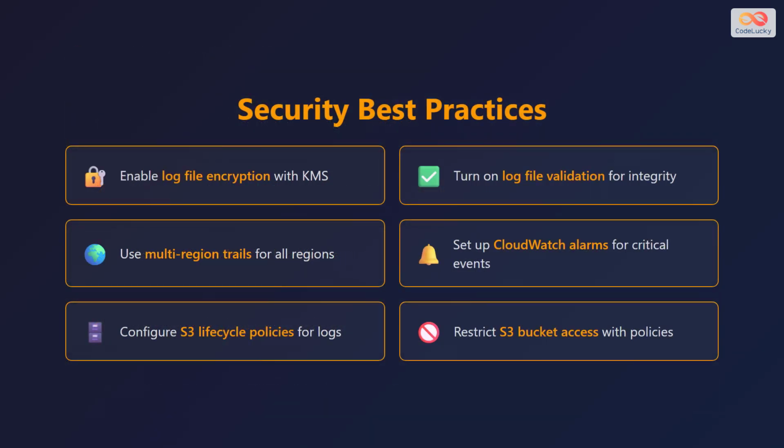Follow these security best practices for CloudTrail. Enable log file encryption with KMS to protect sensitive data. Turn on log file validation to verify that logs haven't been tampered with. Use multi-region trails to ensure coverage across all regions. Set up CloudWatch alarms for critical events to get real-time notifications. Configure S3 lifecycle policies to manage log retention and costs. Finally, restrict S3 bucket access with policies to prevent unauthorized access to your audit logs.